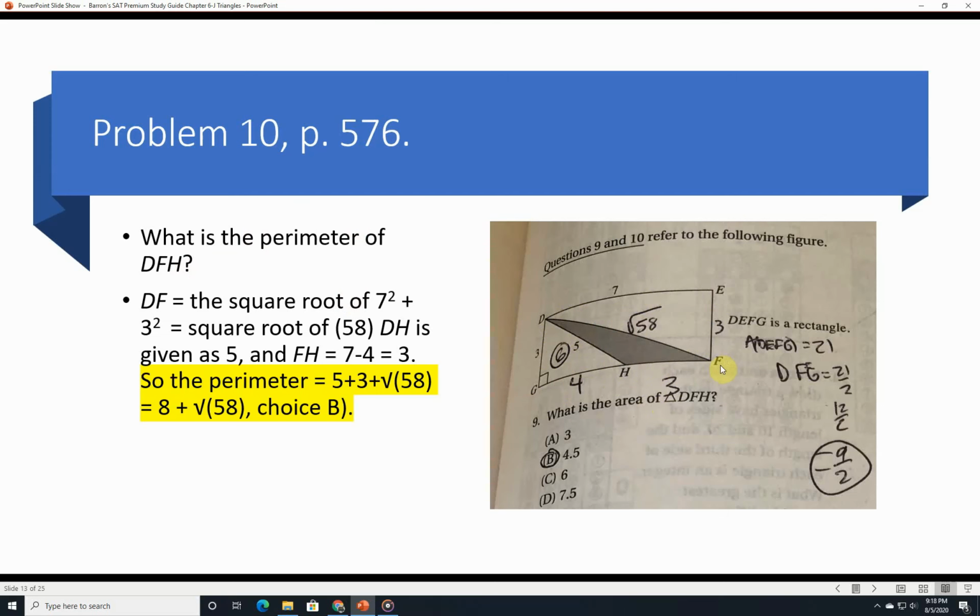And then we need to use the Pythagorean theorem. Okay, 7 squared is 49. 3 squared is 9. 49 plus 9 is 58. So this has to be the square root of 58. Remember, a squared plus b squared equals c squared. So the perimeter is going to be 8 plus root 58, which is choice B.